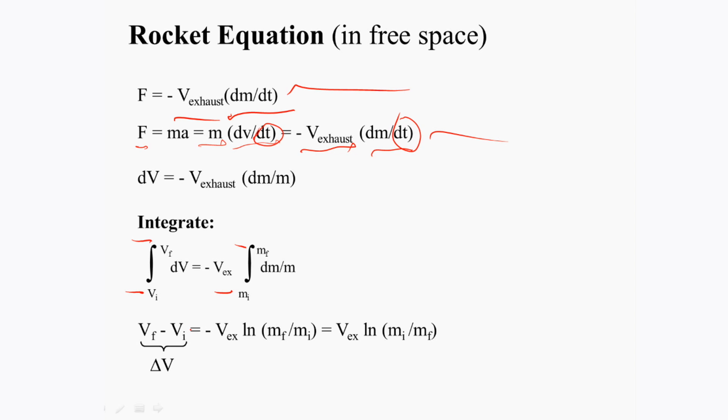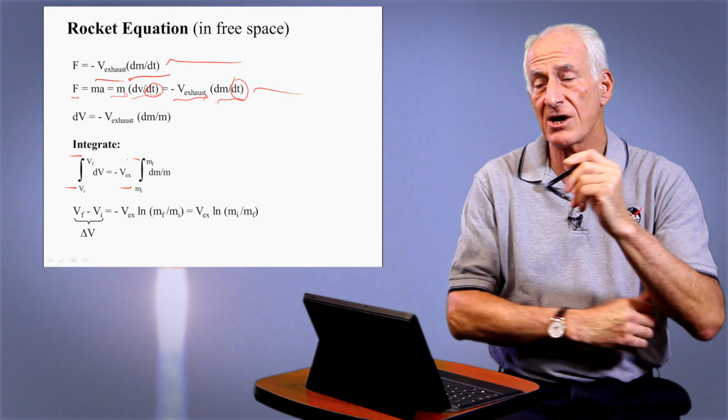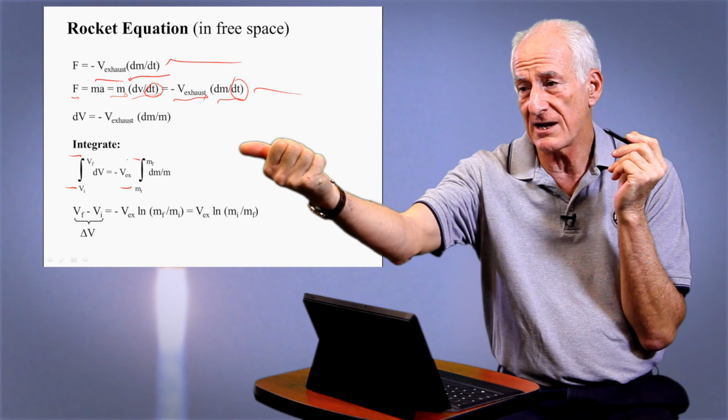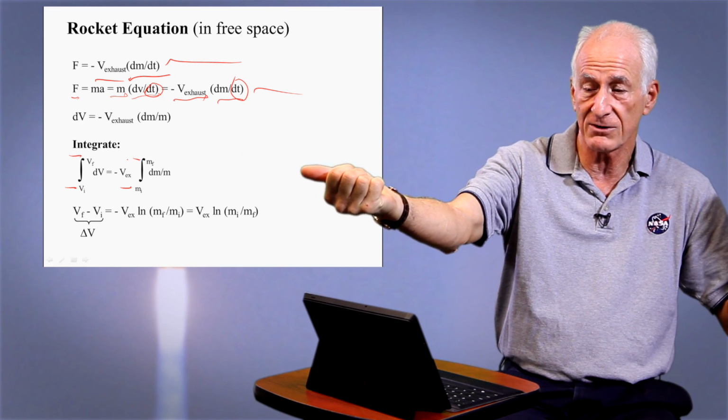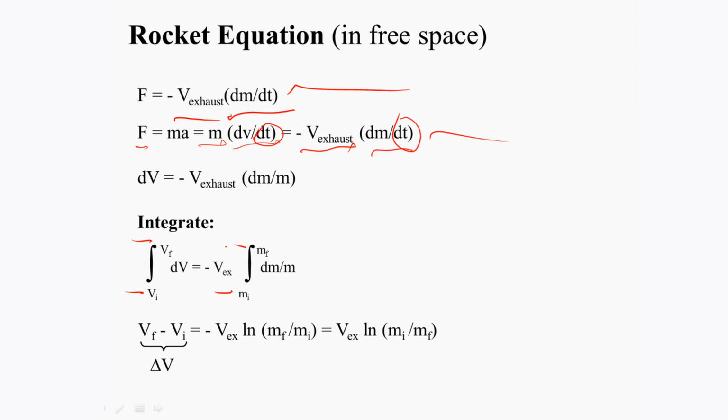And on the right side, the integral of dm over m is just the natural log of m, and so we put in the numbers and we get the log of the final divided by the initial mass. We have a minus sign because the exhaust velocity is going in this direction, but the velocity of the spaceship is increasing in this direction, and so we can get rid of the minus sign and just flip the numerator and denominator in the logarithm, and we now have essentially the rocket equation.